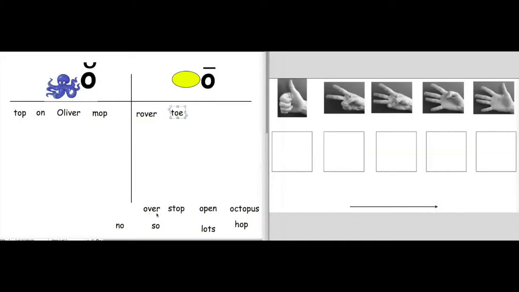Over. Over. Oh, I heard you. You heard the long O sound right away, didn't you? Over. Good job. Yes, long O. It goes right over here. Over. Over. Let's write it. Over. Three sounds, but there's four letters. Do you remember where they go? Let's see if you can figure it out. O. You're right. ER next to each other again. Over. Good job, boys and girls. Excellent work. Okay, let's move on.